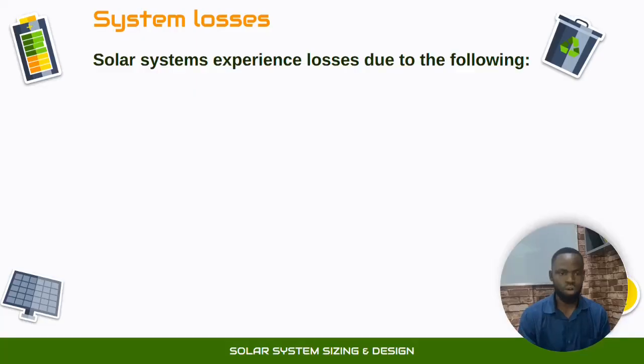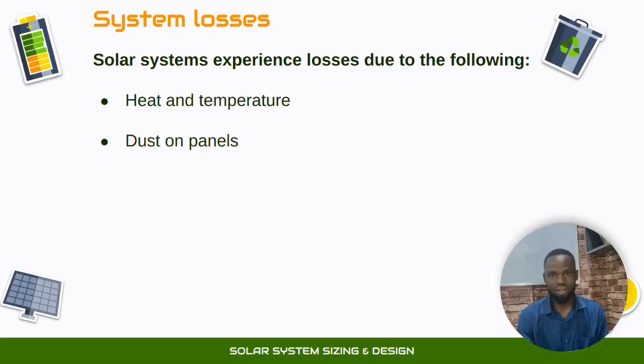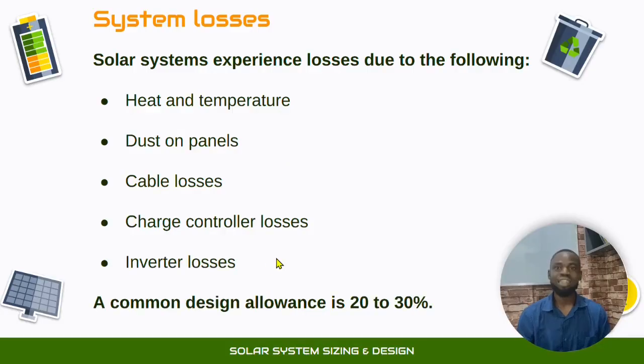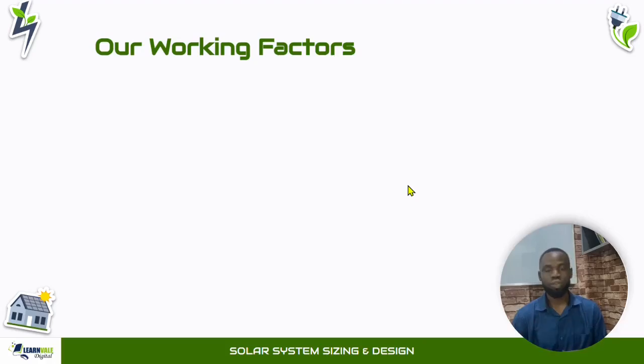What causes system losses? These are some of the things that cause system losses: heat on the panels, cable losses, charge controller losses, and inverter losses. These are the reasons why we allocate up to 20 to 30% for system losses when you are doing your calculation. This helps you stay in a safer mode and helps you design a more efficient system. So with all this said, let's try to size our solar panel for our solar system.